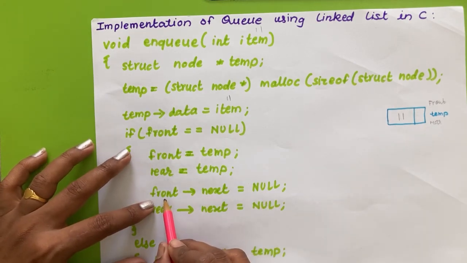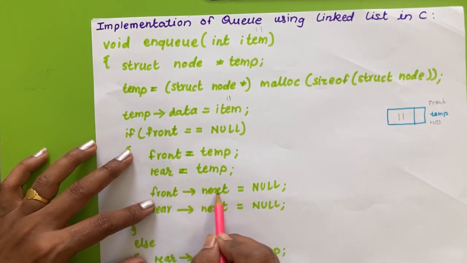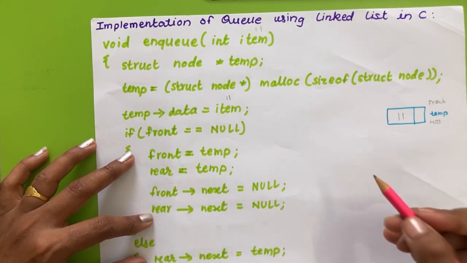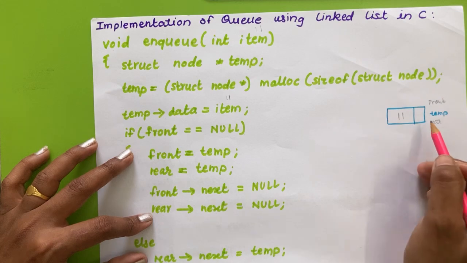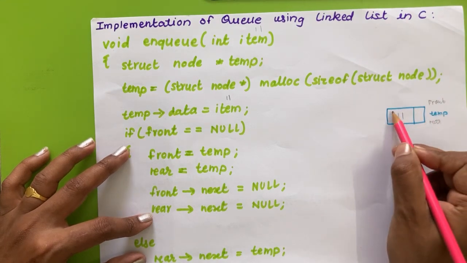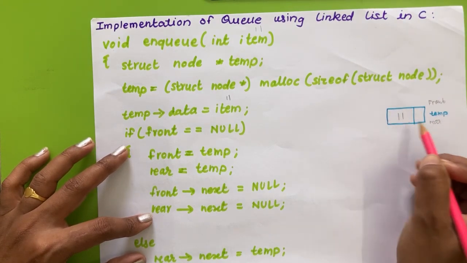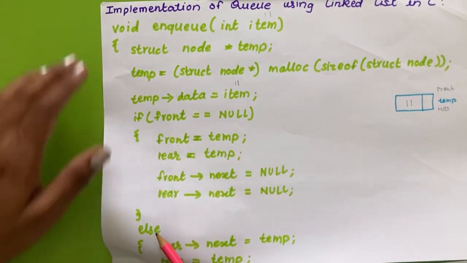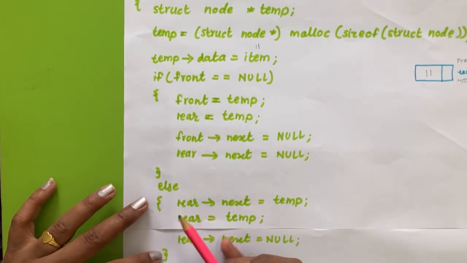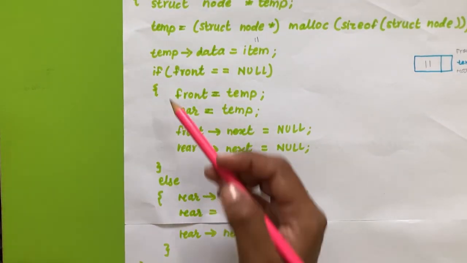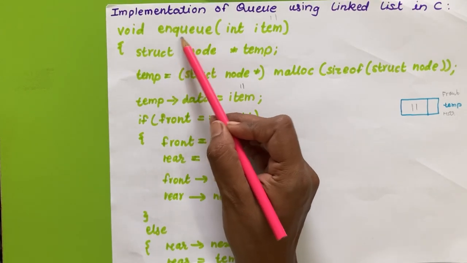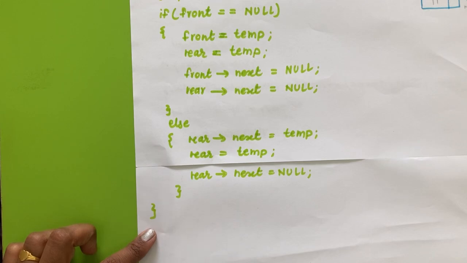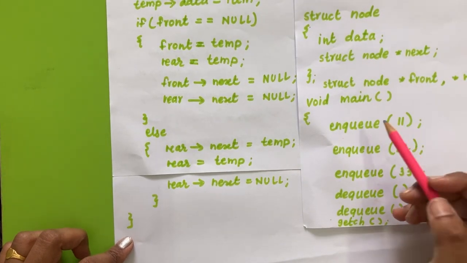Okay, so I have initialized front->next equal to null and rear->next equal to null. Means their next is pointing to null, and front and rear is this single node, that is the temporary node. So this condition is satisfied, so it won't go to the else part. Here the enqueue function will complete its execution.